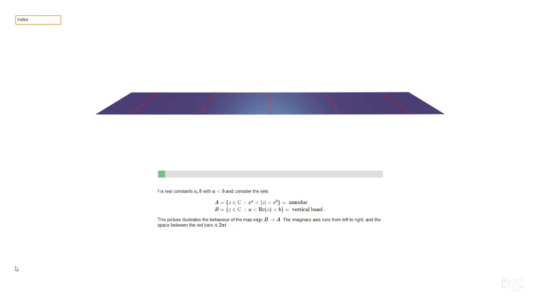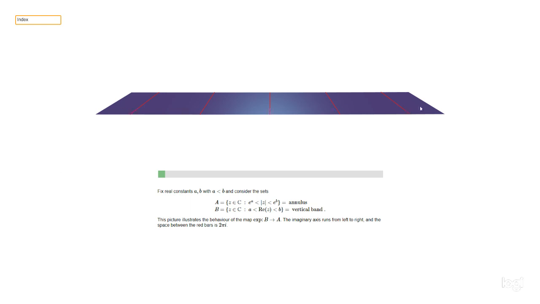In this video we're going to explain a bit about the geometry of the complex exponential map. We'll see in a later video that the complex exponential map is a covering map. It's actually a key example in the whole theory of covering spaces, but this video is a bit of a warm-up for that.